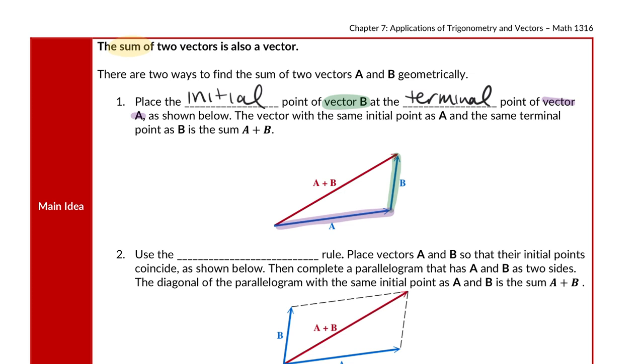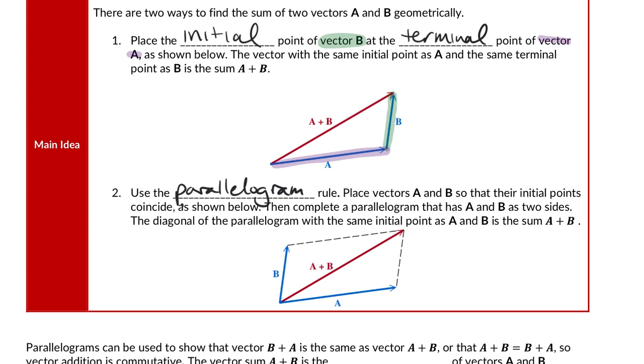The other way we could do this is to use what's called the parallelogram rule. Ooh, I wrote that word way too big. Let me try that again. There we go, fit this time. You're going to place vectors A and B. So let's make sure we remember what we're looking for here. Vector A is the purple guy. Vector B is the green guy. And we're going to place them to where their initial points are at the same place. Do you see how I've just basically taken this vector B and scooted it over so that they both start at the same place?